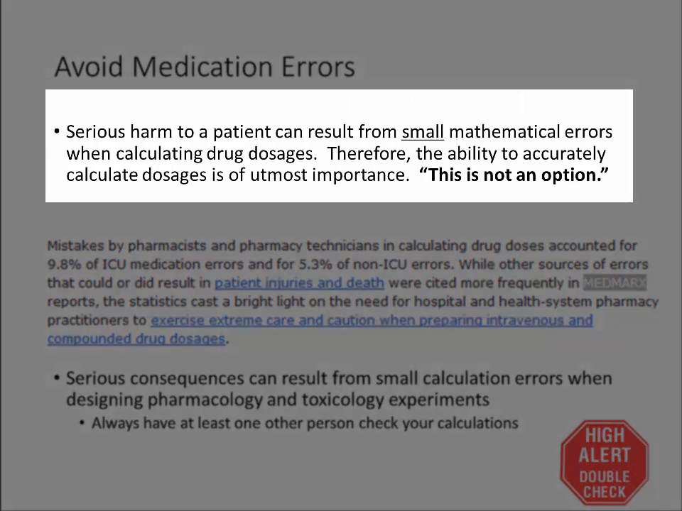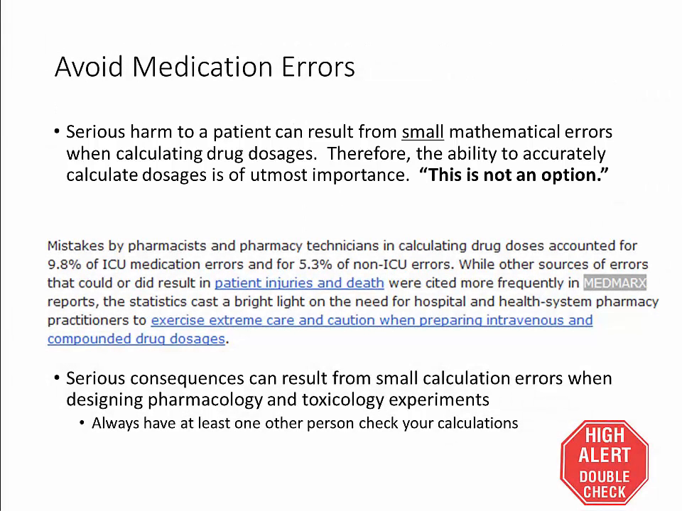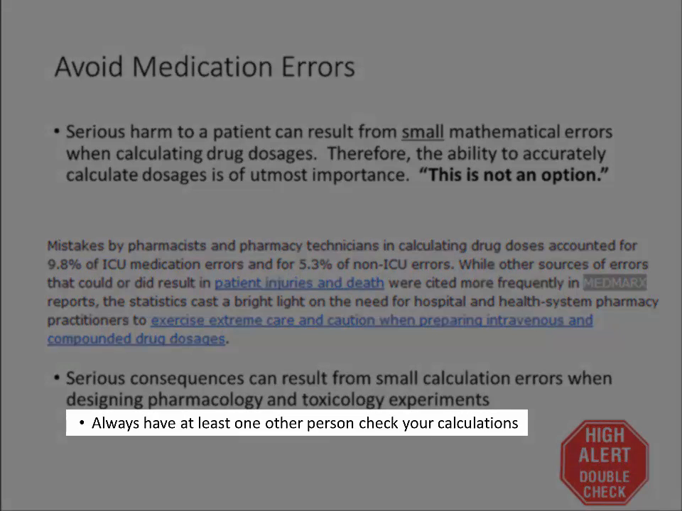Serious harm to a patient can result from small mathematical errors when calculating drug dosages. Therefore, the ability to accurately calculate dosages is of utmost importance. This is not an option. This is supported by statistics from 2013, where it was reported that calculation errors accounted for 9.8% of ICU medication errors. The take-home message here is that serious consequences can result from calculation errors and that it is best practice to at least have one other person check your calculations.